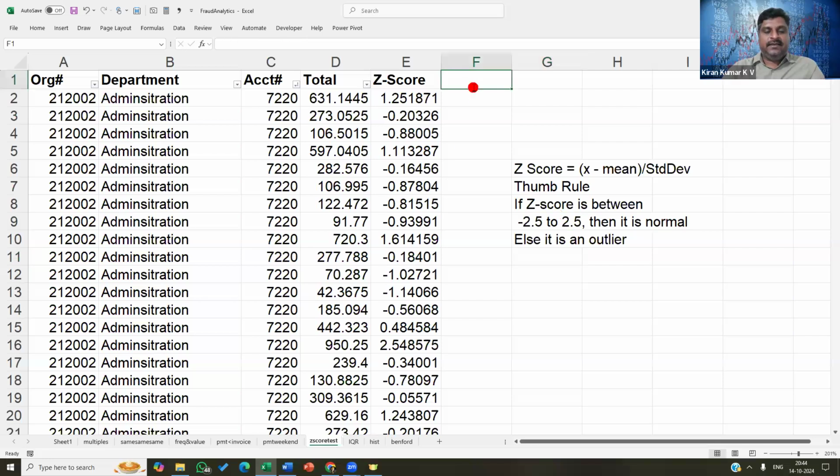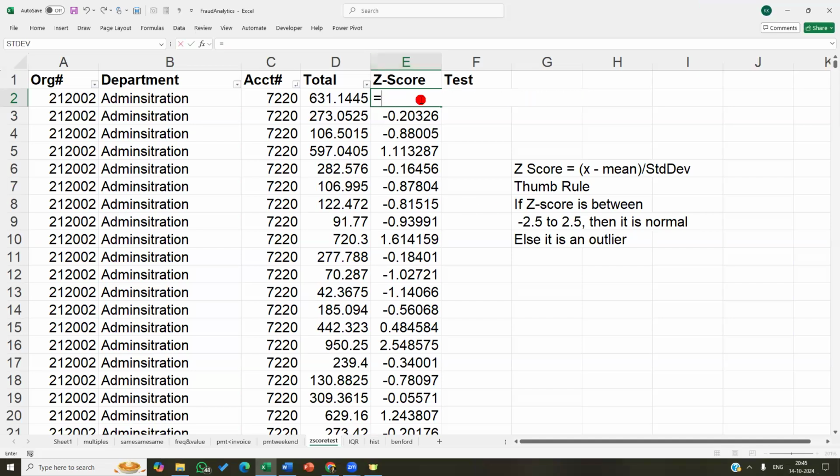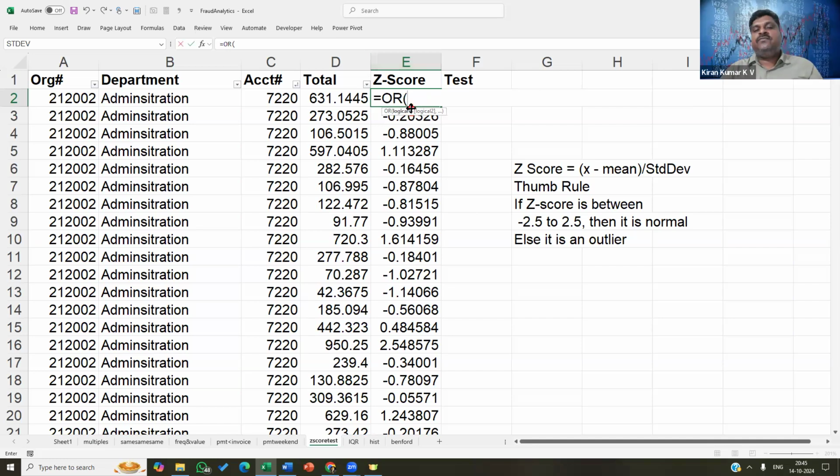Anyway, we just have to put this formula here where I want to see if this number is less than minus 2.5 or more than 2.5. So I'm going to use the function OR. Please keep yourself muted. OR will test for two or more conditions, but in this case, two conditions. If any one of them matches, it will give me the answer as true.